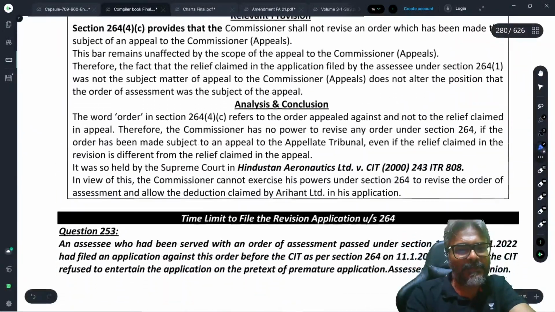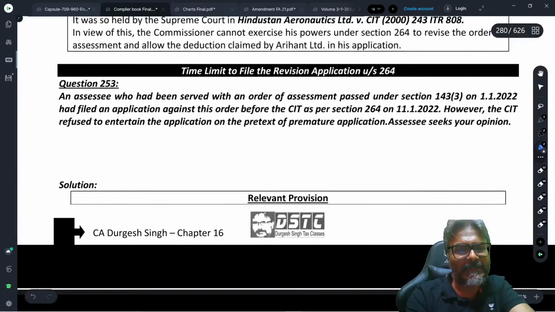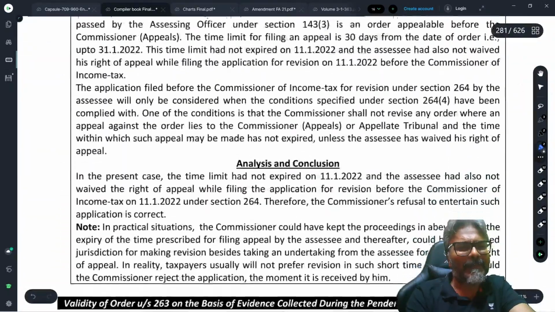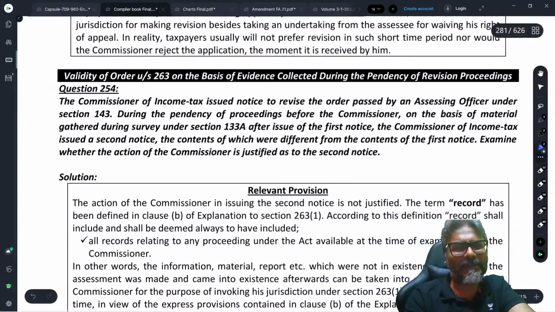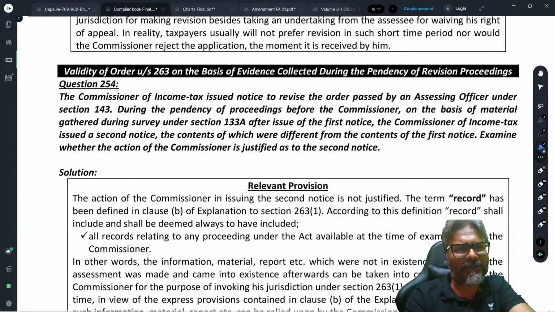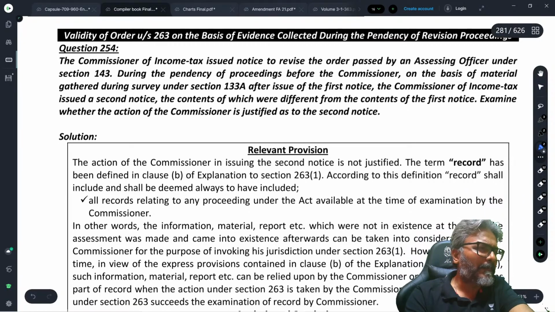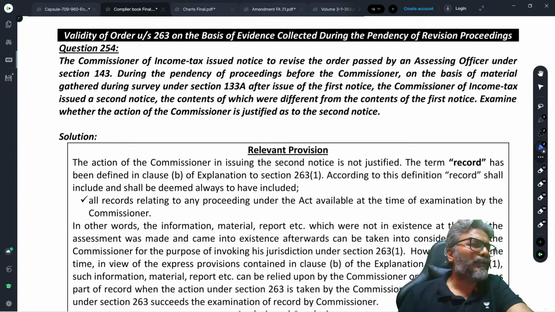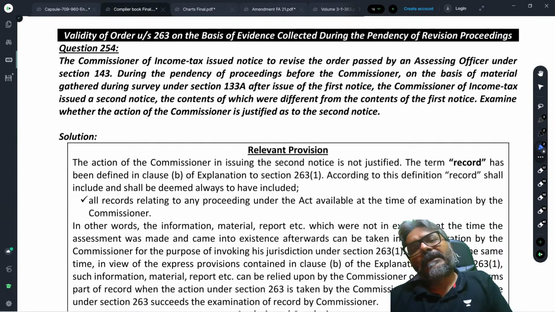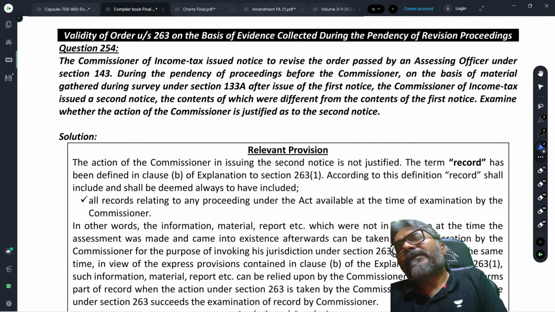So these two are on similar lines. Now, students, the term limit, I'm not dealing with this one. It is a simpler one, so I'm not touching on the term limit part in this context. Okay. Coming to question 254 now. This is an important question, although it is based on case law.